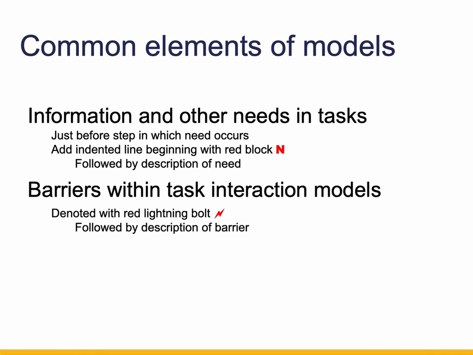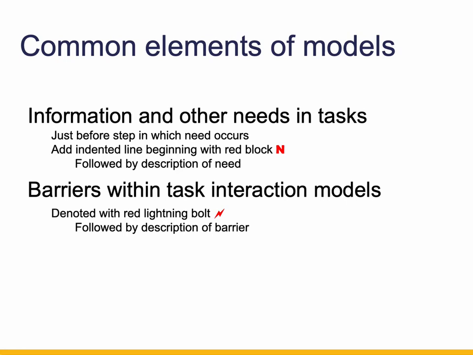Some common elements of user class models are indented lines and descriptions of barriers. In your model, what you might see is a red block N followed by a description of the need. So the need might be something like large text for a senior citizen user of the ticket kiosk. And a lightning bolt would define a barrier, something that could impact or impede the necessary requirement.